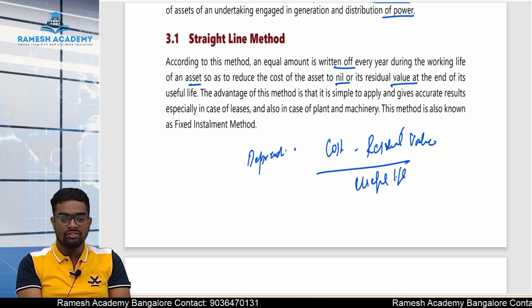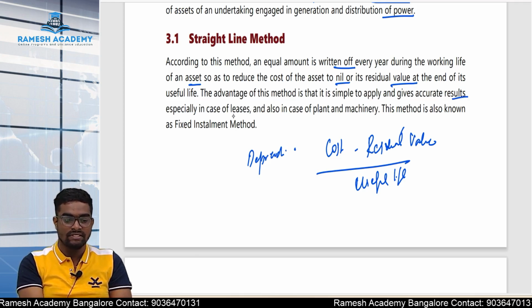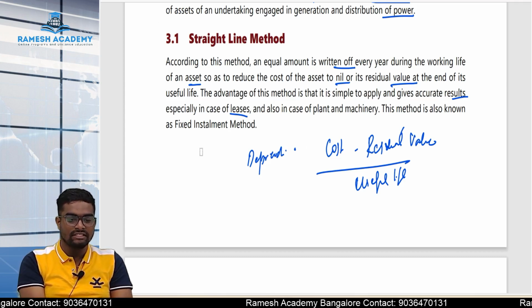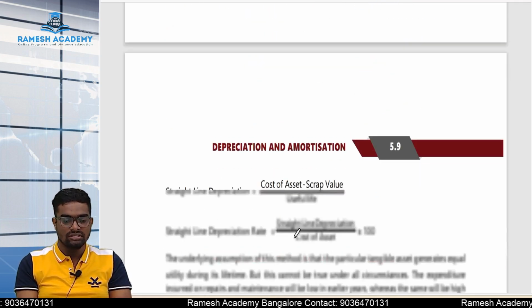The advantage of this method is that it is simple to apply and gives accurate result, especially in case of leases and also in cases of plant and machinery. This method is known as fixed installment method. So fixed installment method and straight line method, both are same.